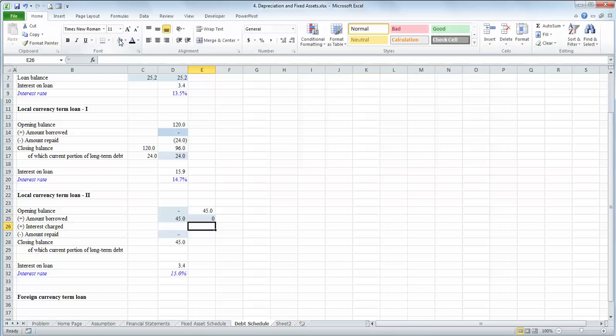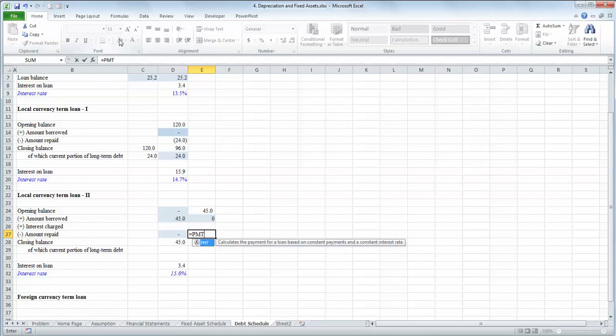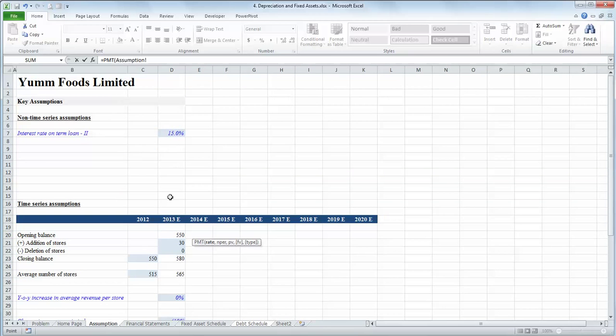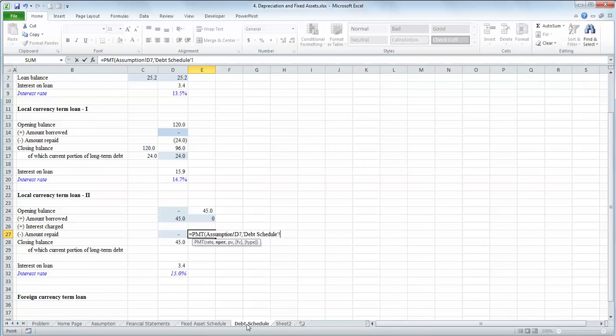The amount that will be repaid, which is where the formula comes into picture, we are going to use a payment function. So we're going to say equal to PMT. That's the payment function. What is the amount the company would borrow? Open the bracket. First we'll mention the interest rates. The interest rate is there in our assumption sheet, so we'll link it to that, comma, we'll go back to our debt schedule. The next is what is the loan repayment tenure?